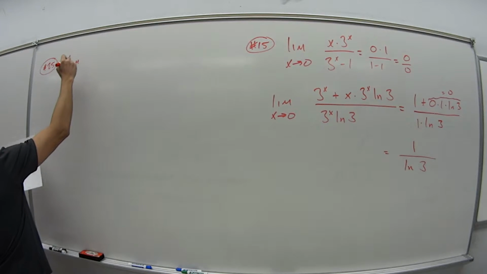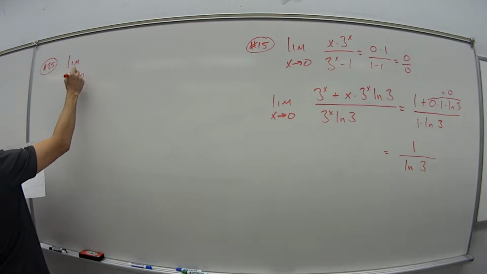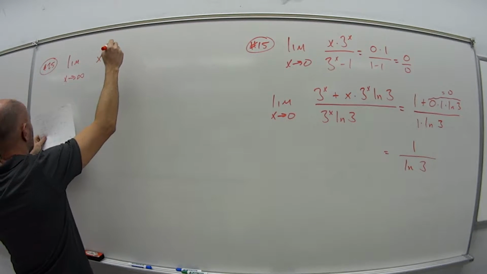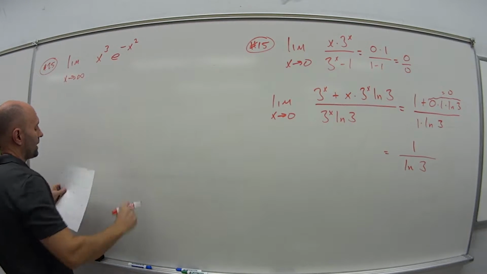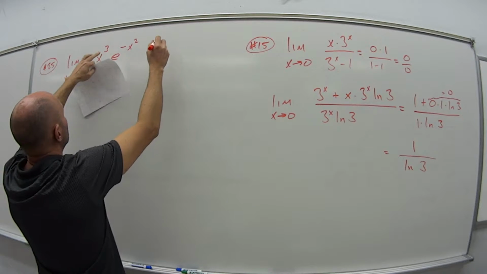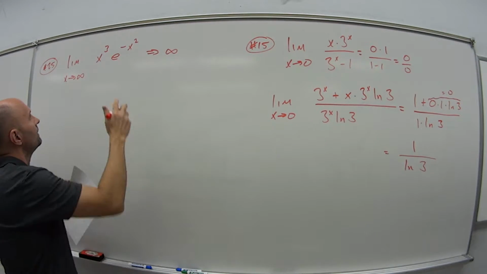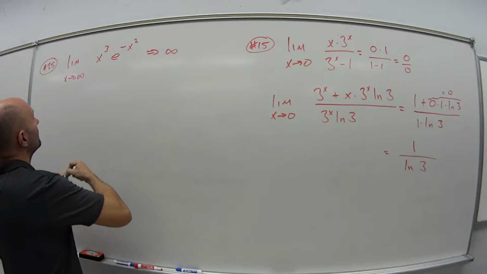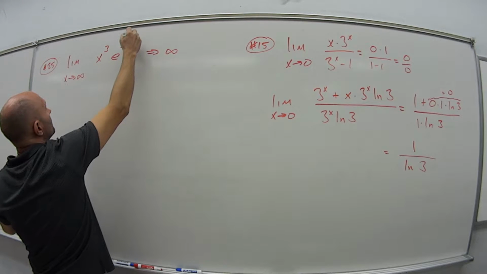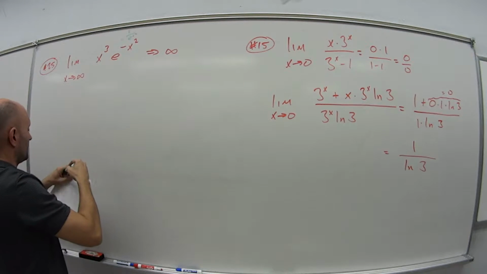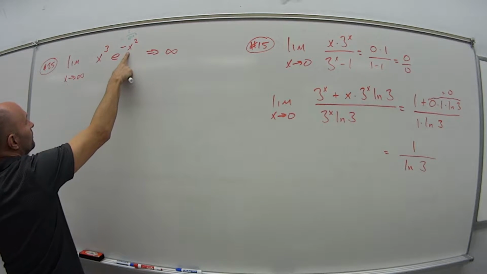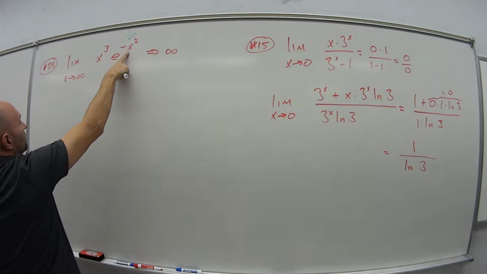So we have the limit as x approaches infinity of x to the third times e to the minus x squared power. If I plug in infinity, infinity to the third power is infinity, and this guy is what? E to the minus x squared is the same as 1 over e to the x squared, right? If I move that to the denominator, this becomes a positive exponent.